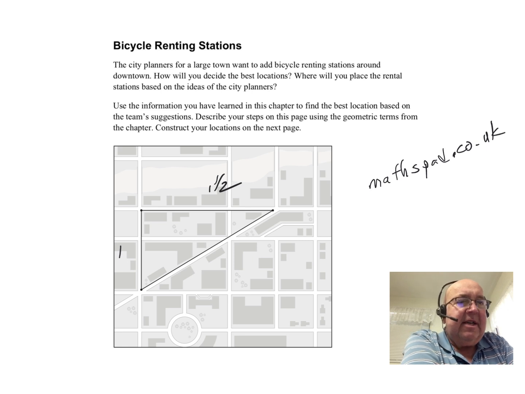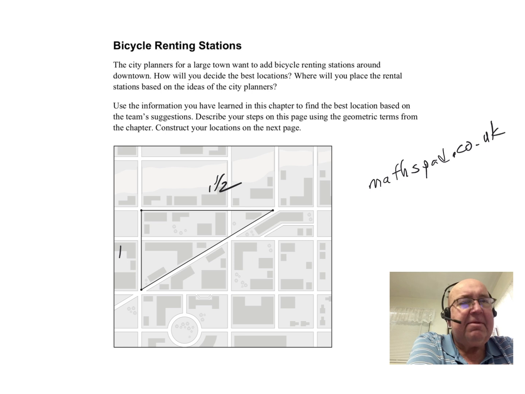So let's take a look at what the question is. The city planners for a large town want to add bicycle renting stations around downtown. So how will you decide the best locations? Where will you place the rental stations based on the ideas of the city planners? So we're going to use the information that you've learned to find the best location based on the team's suggestions. Describe your steps on the page using the geometric terms from this chapter. Again, I need to stress using correct language, the terms that you've used.